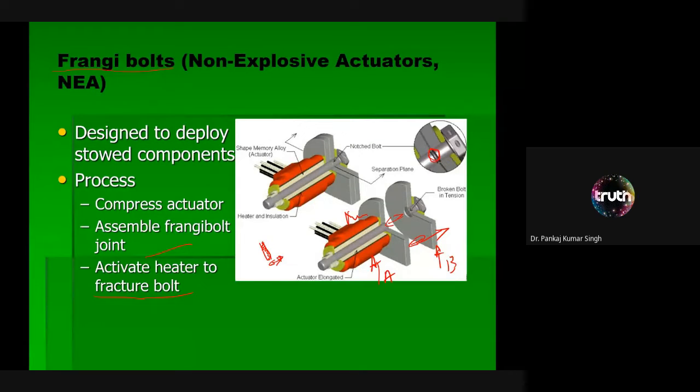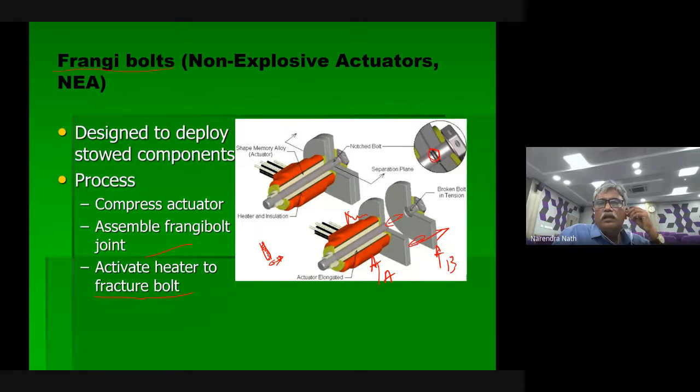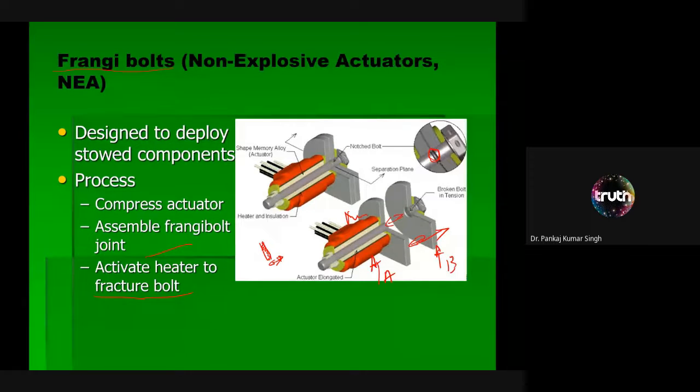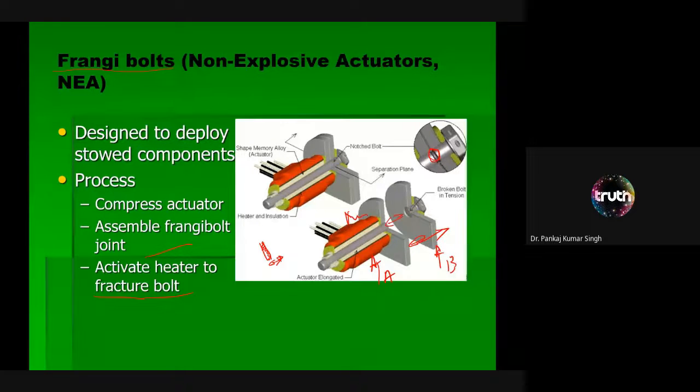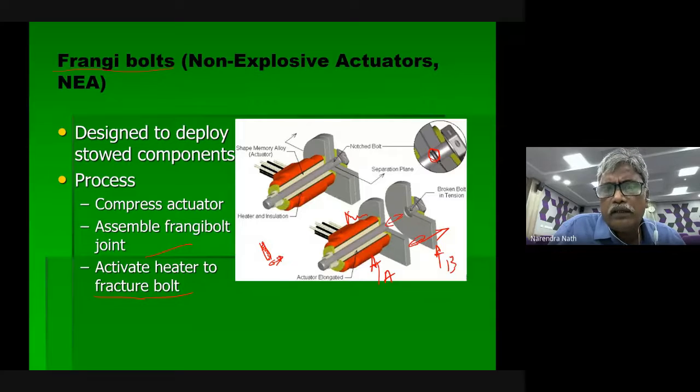Okay, sir. You are using one term, shape memory effect. What is that, sir? Can you repeat? Can you tell neatly what it is? Just you have said the effects. Shape memory effect. What is that?